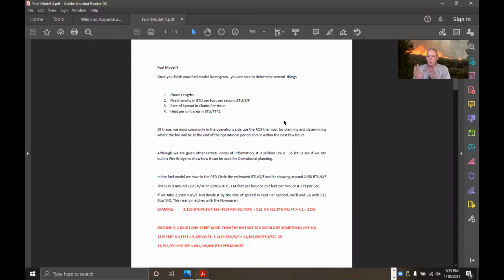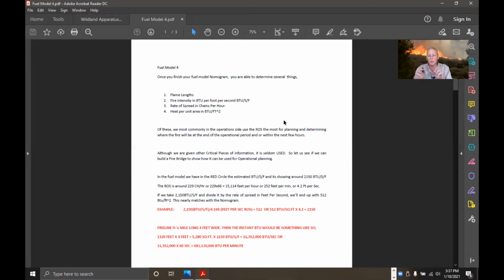Once you finish your nomogram, then you're able to derive the information. The information that you derive is the flame lengths, which was in the top portion of that nomogram, and then the fire intensity in BTU per foot per second, and then the rate of spread in chains per hour, which can be broken down into feet per hour, and then you could derive the speed in miles per hour if you wanted to. And then you've got the heat per unit area in BTU per square foot.